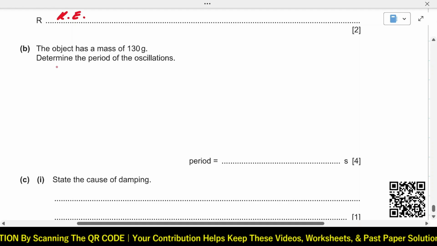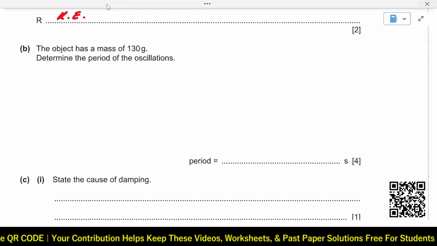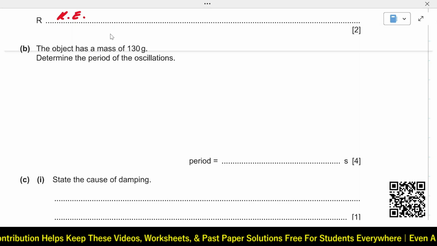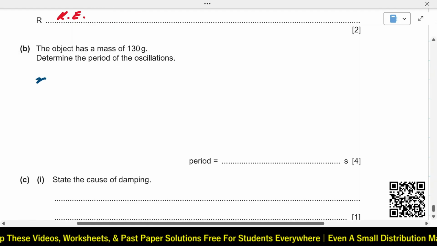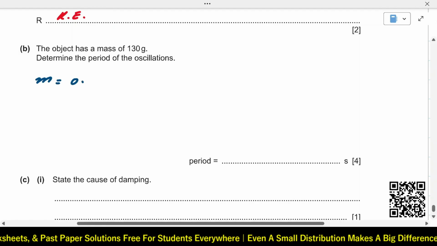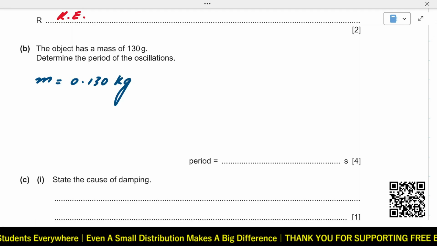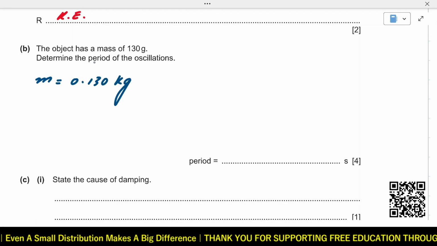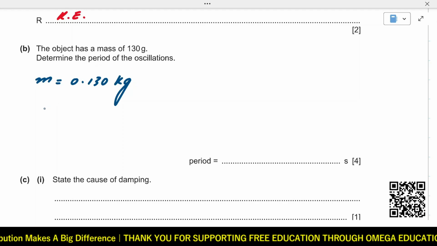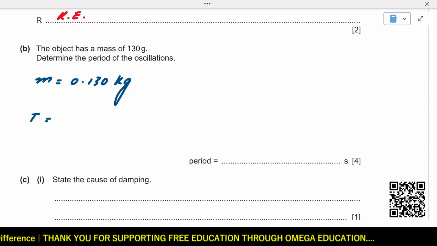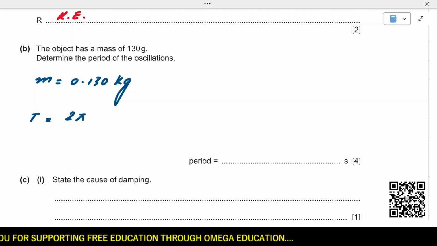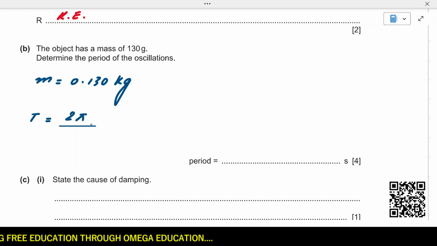The object has a mass of 130 grams. Determine the period of the oscillations. Okay, so the mass is given as 0.130, this is the mass in kilograms, and we are required to determine the period of the oscillations. So T equals 2 pi over omega. Easy as you like, because omega equals 2 pi over T. 2 pi is just a constant.